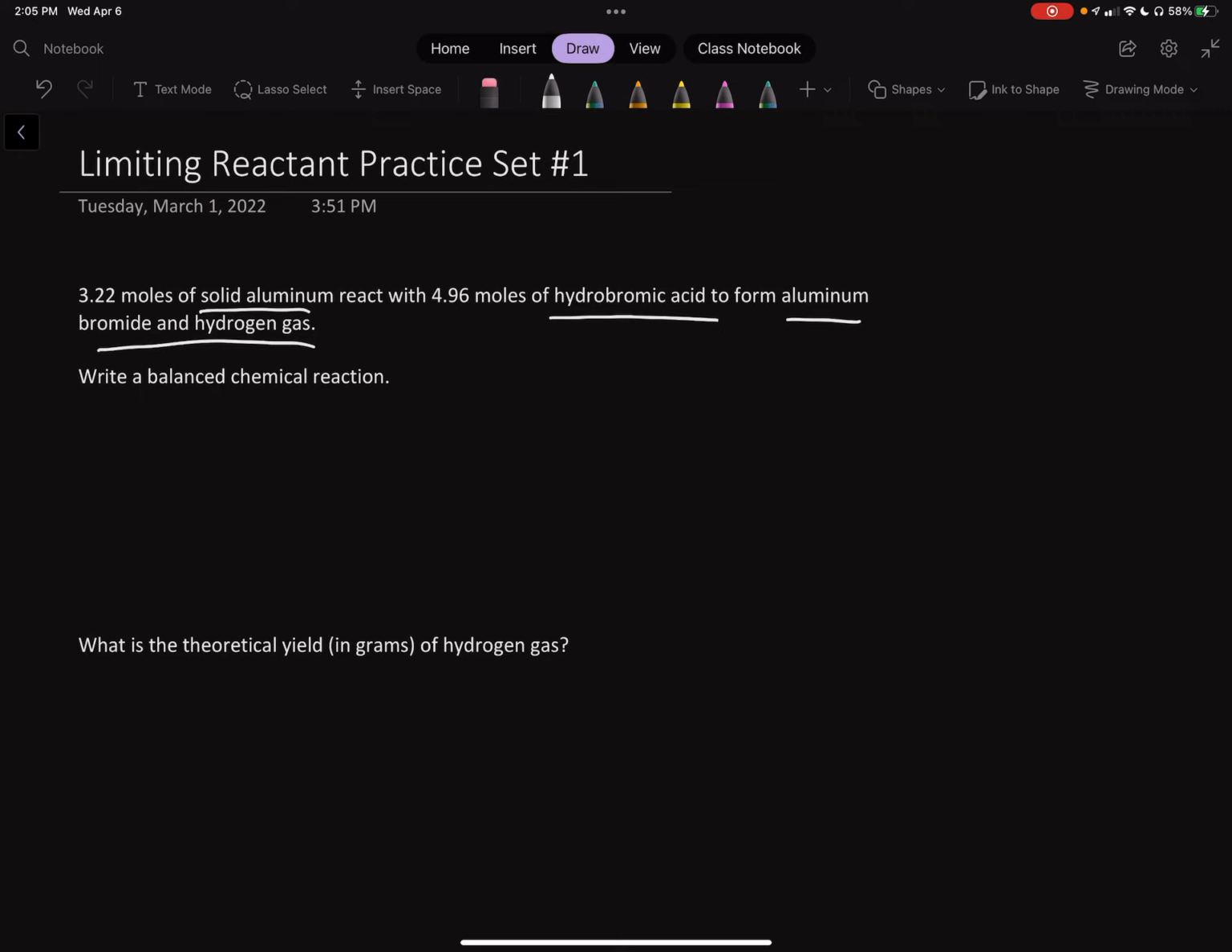You always need the balanced chemical reaction because you need that mole to mole ratio in order to find out what the limiting reactant is. So they said solid aluminum, so I'll write Al solid, plus hydrobromic acid. So going back to our acid nomenclature, that's referring to HBr. So I'll write plus HBr, and they did say it's an acid, so the state of matter is aqueous. And we are forming aluminum bromide.